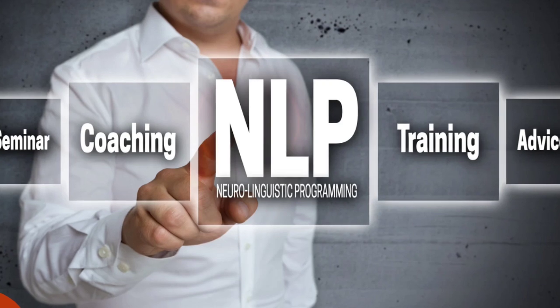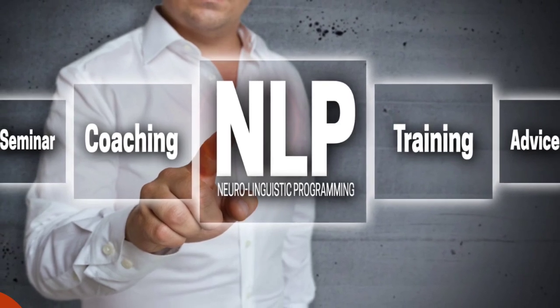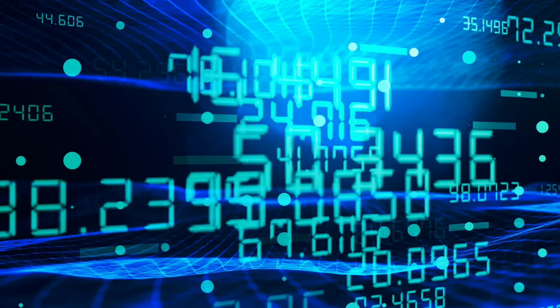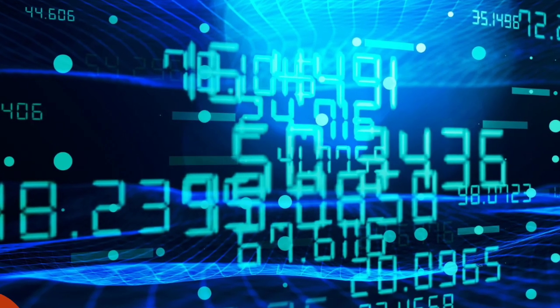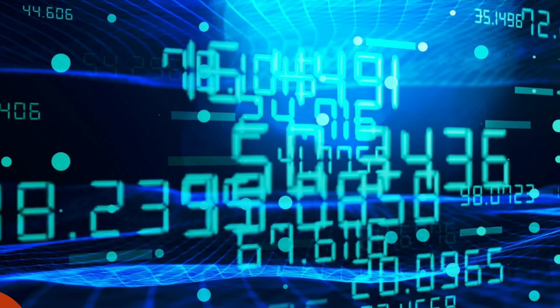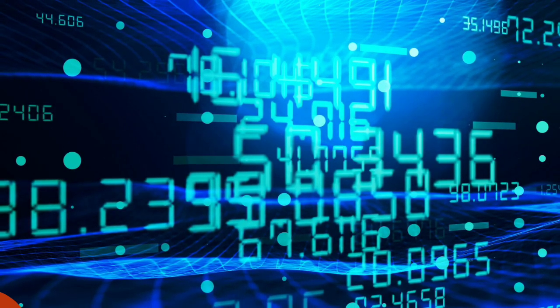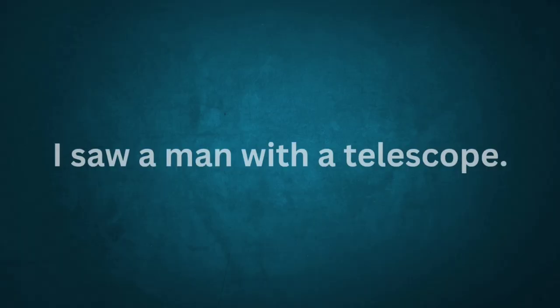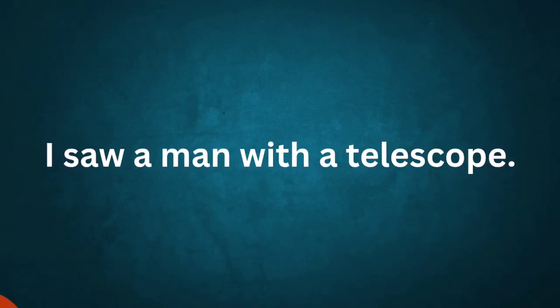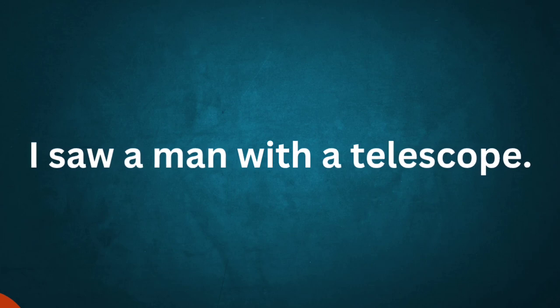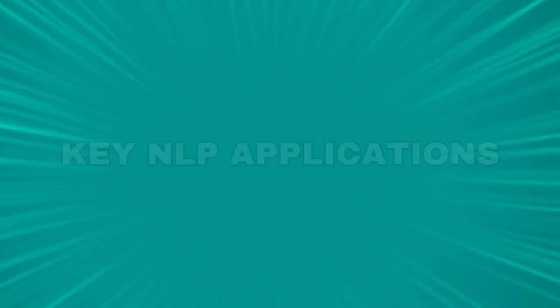Natural language processing, or NLP, is a branch of AI that deals with the interaction between computers and human language. Unlike structured data, such as numbers in databases, human language is unstructured, making it complex for machines to process. For example, the phrase "I saw a man with a telescope" can have multiple meanings depending on context. NLP helps computers decipher such ambiguities.